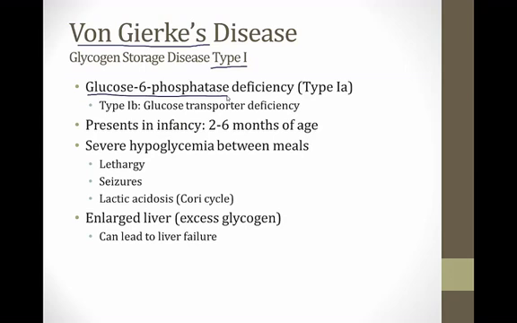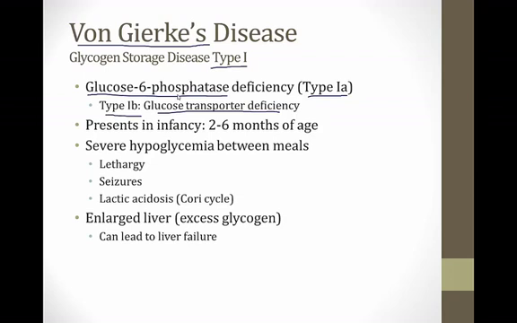For most children born with this, the enzyme itself is dysfunctional. That's called type 1A. There's also a rarer type 1B where the enzyme's okay, but the transporter that moves it around the cell is deficient. But in either case, the enzyme doesn't work properly, and that's what leads to the symptoms of the disorder.